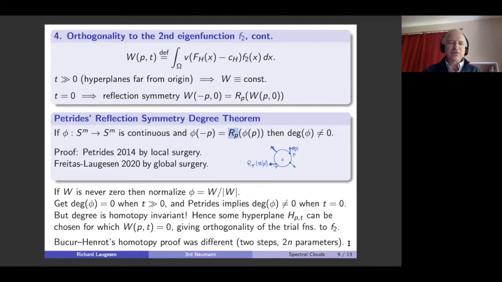And just to reiterate, Bucur and Henrot's homotopy proof was really very different. It had two n parameters. Whereas we'd reduced here to an n parameter problem, they were still working with the two n parameters, and they had a two-step explicit homotopy argument to reduce to a certain vector field whose index they could then compute.